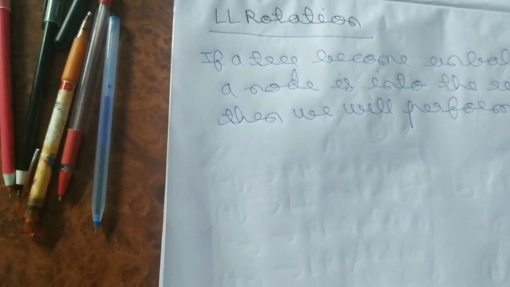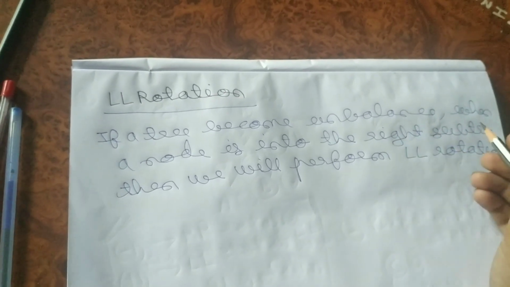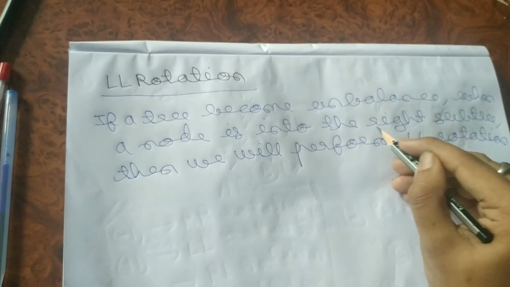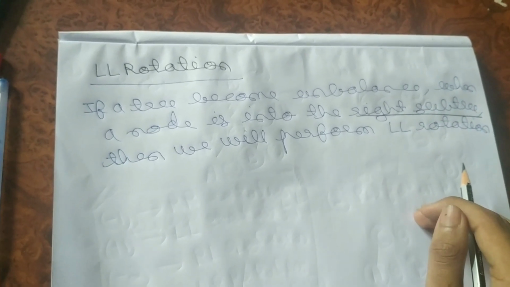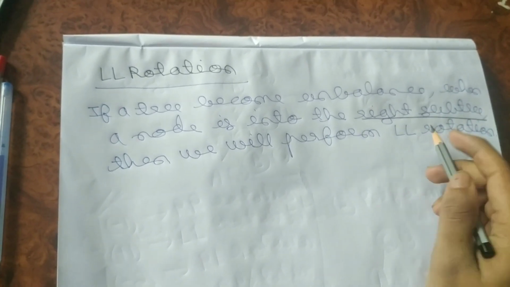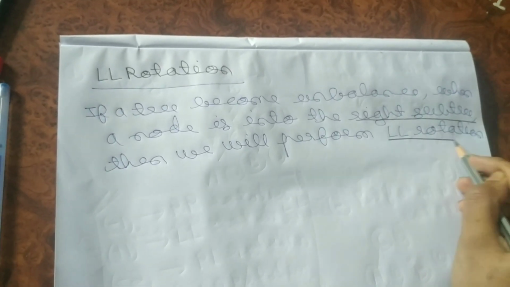If a tree becomes unbalanced when a node is inserted in the right subtree. So in a balanced AVL tree, if we insert one node in the right subtree, then it becomes unbalanced and we have to perform one LL rotation.